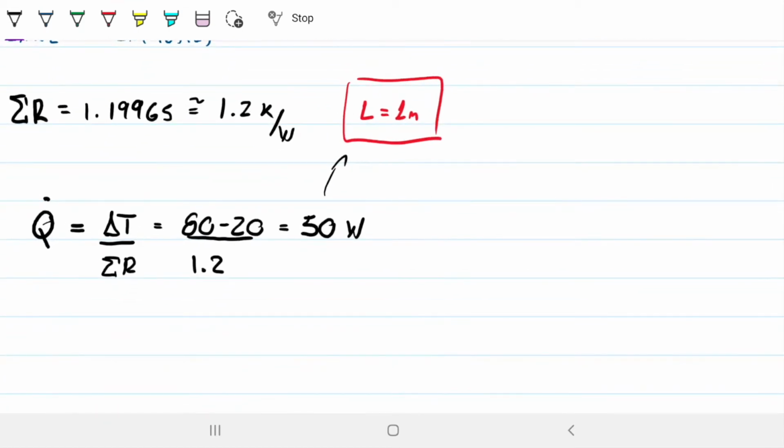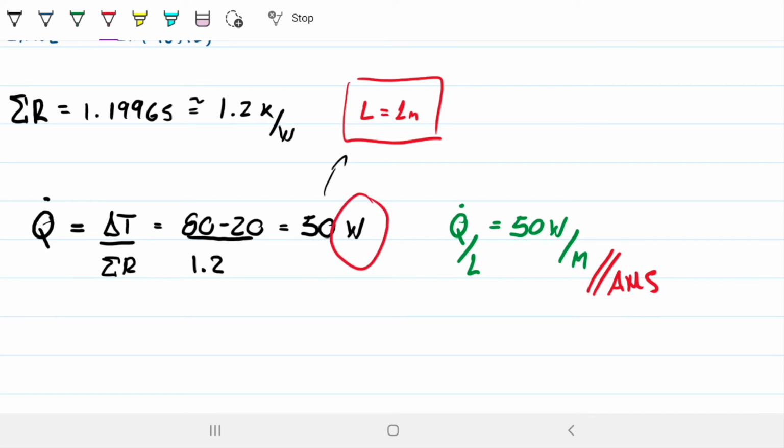So if I double the length of the pipe, I'll be doubling the energy that I'm losing, right? So therefore that will be double. So in reality, what we're finding is the amount of energy loss per unit length of the pipe. So that's Q over L, which is 50 watts per meter. So this is perhaps one of the places you can go wrong in this midterm: forgetting to account for the fact that you assumed it 1 meter.